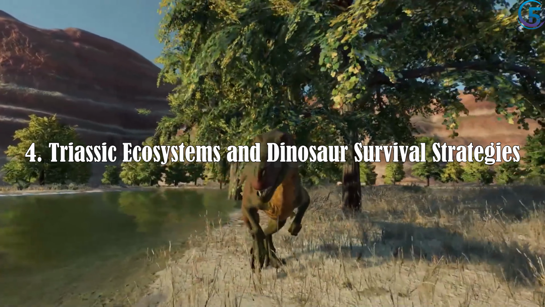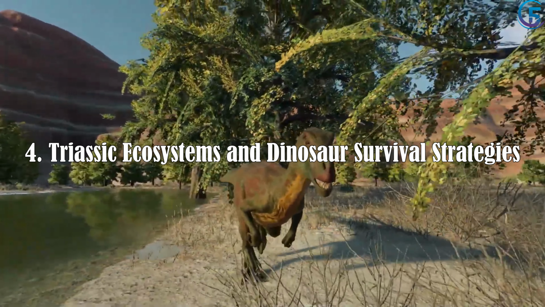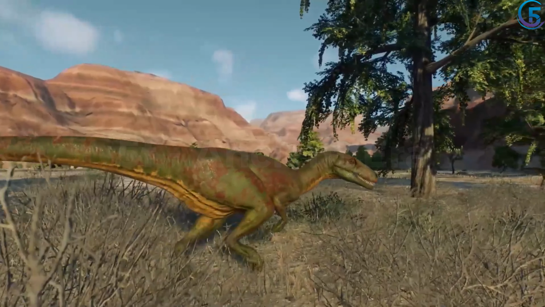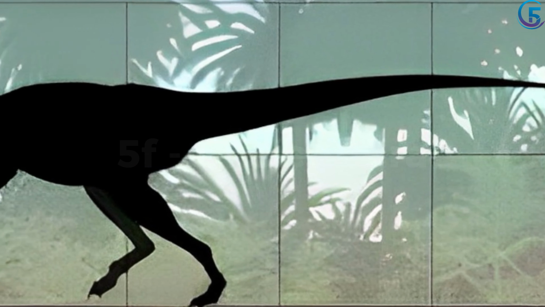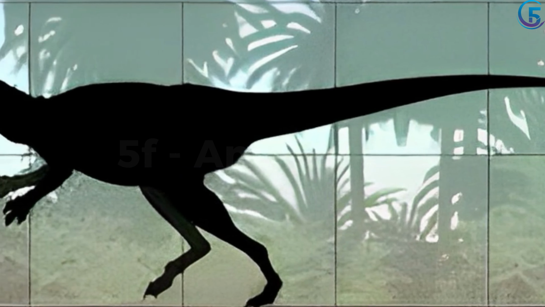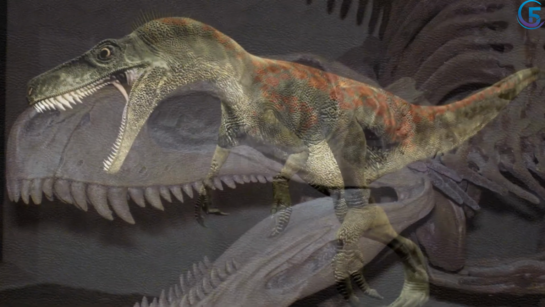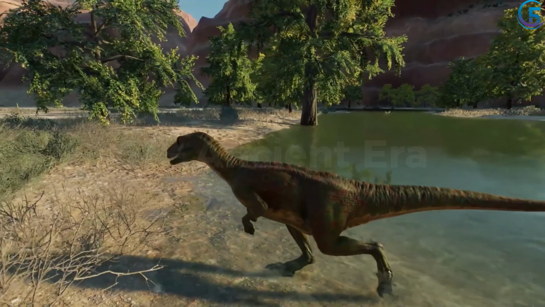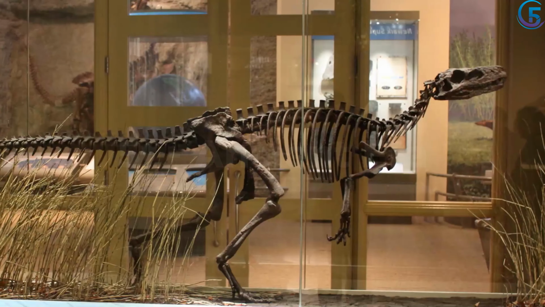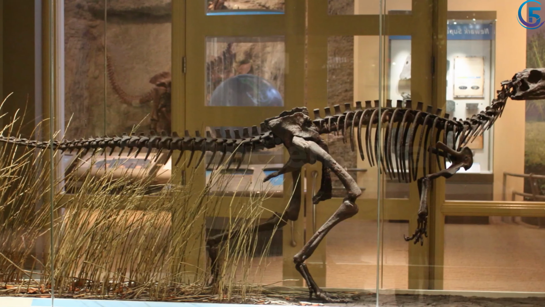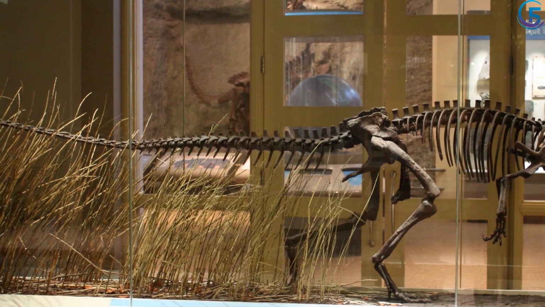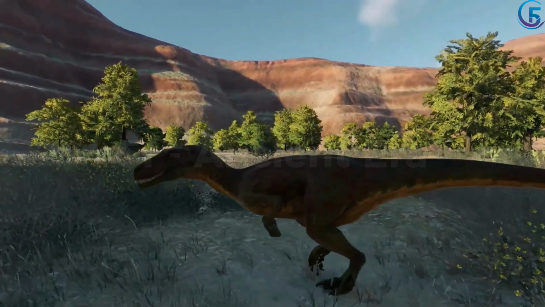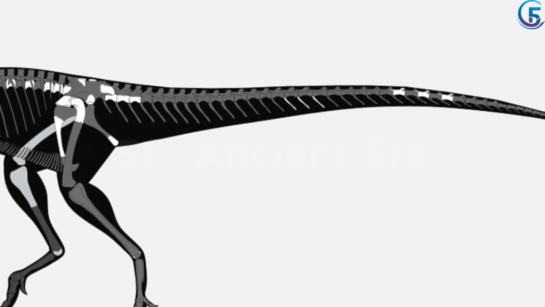4. Triassic ecosystems and dinosaur survival strategies. The development of other animal groups. The Triassic period was a time of ecological recovery and innovation, marked by the emergence of not only dinosaurs but also a diverse array of other animal groups. Fish and marine reptiles thrived in the oceans, contributing to dynamic aquatic ecosystems. Early marine reptiles, such as ichthyosaurs and nothosaurs, adapted to life in the water with streamlined bodies and efficient swimming abilities, becoming top predators in marine environments.